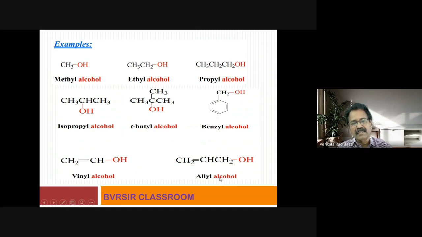Allyl alcohol: OH group attached to the allyl group is called allyl alcohol, CH2=CH-CH2OH. So this is allyl alcohol. These are some familiar examples belonging to the class of alcohols.